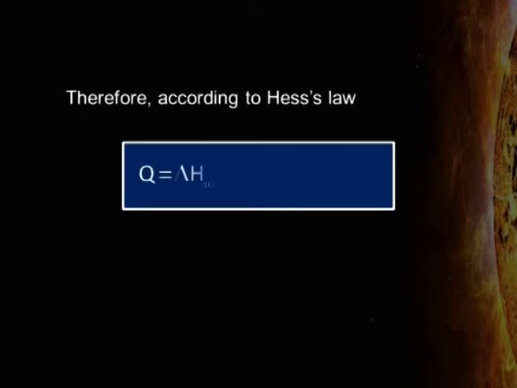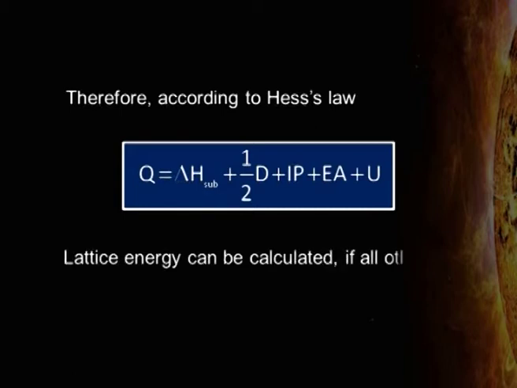Therefore, according to Hess's law, Q will be equal to delta H sublimation plus half of dissociation energy plus ionization potential plus electron affinity plus lattice energy. By using this expression, lattice energy can be calculated if all other energies are given. We can have a look at an example.